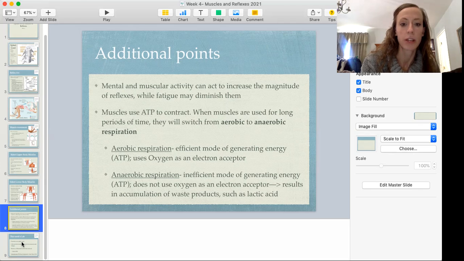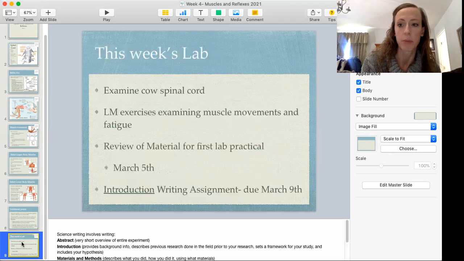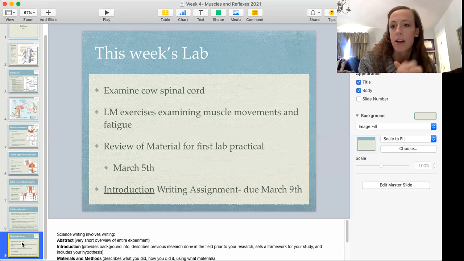All right, so during the course of the lab this week, we're going to have you do some exercises on muscle movement and explore muscle fatigue. We're also going to look at the spinal cord. We're going to have a sheep spinal cord that you can look at just to see the gray matter and white matter and meninges covering it. Very basic. You're not going to have to dissect it in any way. Just look at the external anatomy and the cut surface. And then, like I said, we're doing a few exercises exploring muscle fatigue.